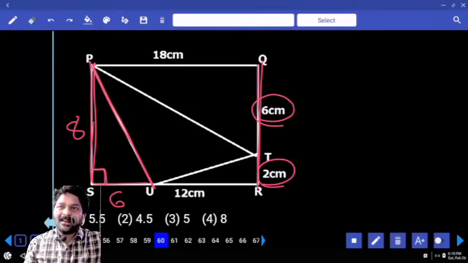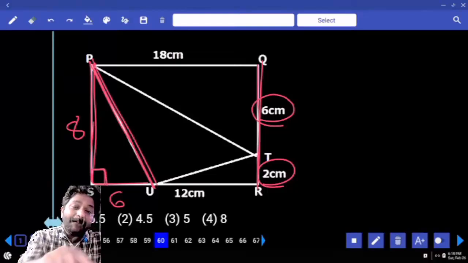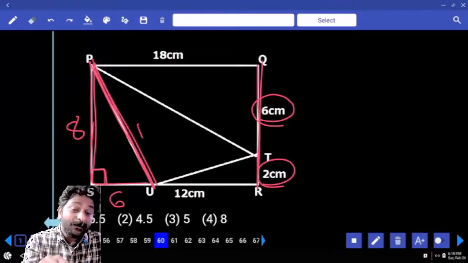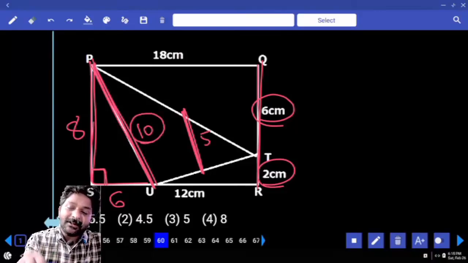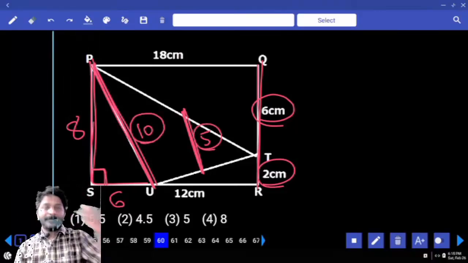It is a right angle triangle. Then it must follow Pythagoras triplet. Then PU being a hypotenuse must be equal to 10, correct? Then the line joining the midpoints of PT and UT must be half of 10, that must be equal to 5, that's all.